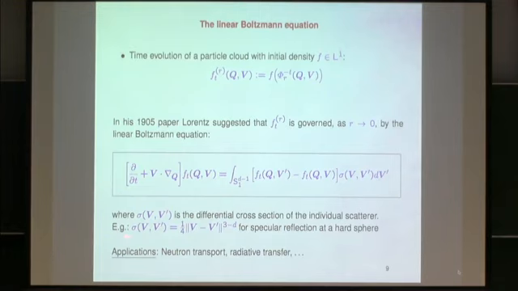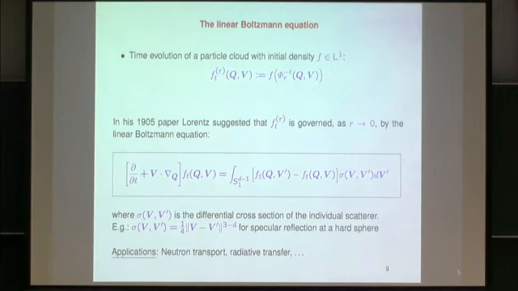This equation has many applications: neutron transfer, radiative transfer. I've even seen a paper describing waves in the ocean scattered by little ice planks, which model the scatterers. So this is a very famous equation, and of course we could ask, well, can one make Lorentz heuristics rigorous?